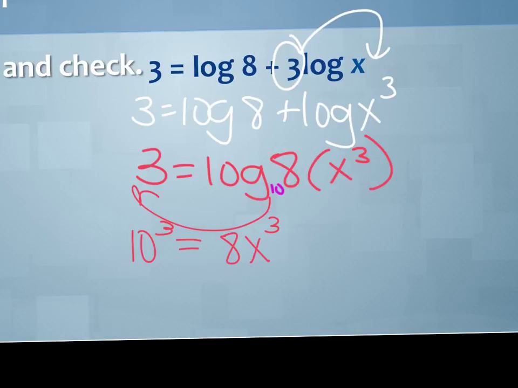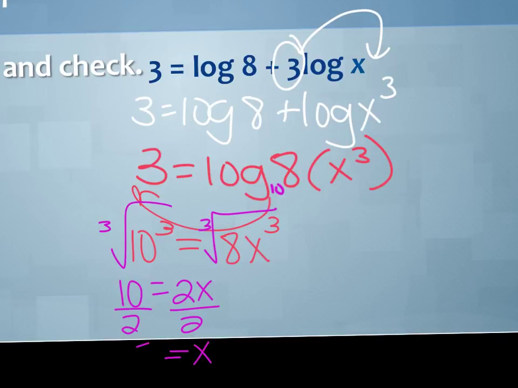I can, yeah. So there's a couple different ways to do it. You can either go straight to the cube root, right? Or you could simplify and then cube root. So let's say we cube root both sides. I have to cube root the 8 and the x to the third. And then the cube root of 10 to the third, which becomes 10 equals, what's the cube root of 8? 2x divided by 2, and x is 5. So that's one way to do it.